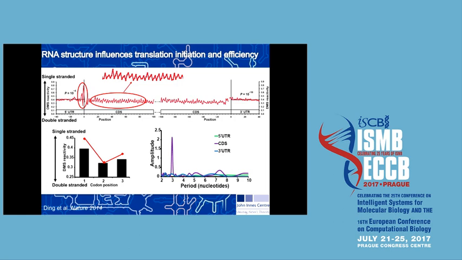And this is also shown in the SHAPE data, which I didn't show here. When we do the Fourier transformation, you can see it's very obvious only in the CDS region, not in the 5' UTR or 3' UTR region. And this pattern is really associated with high translation. In the low translation group, you don't see this kind of pattern.